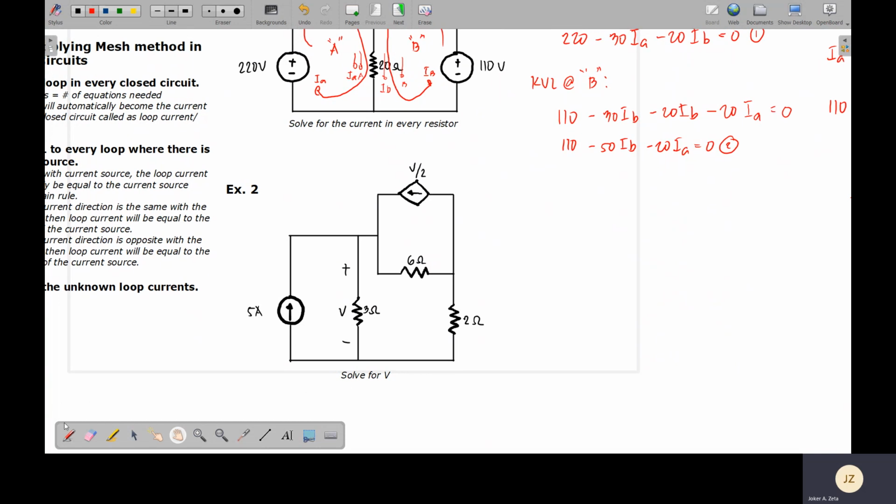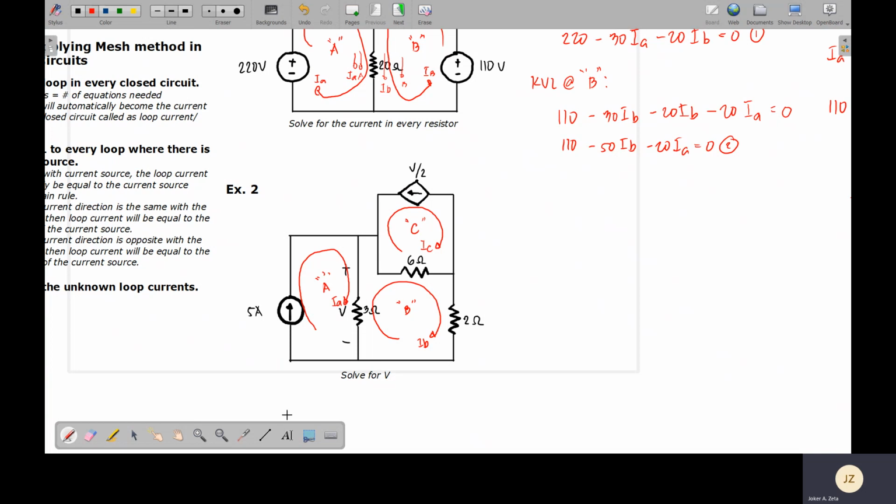So again, applying step number 1, let's say this will be my first closed circuit. So I will have this as my loop A. Automatically, this will be my loop current IA. And then this will be my second loop on this closed circuit. I will call this my loop B, and I will have this as my loop current IB. And then I will have this as my third loop. Let's call this loop C. And of course, this automatically becomes loop current IC.